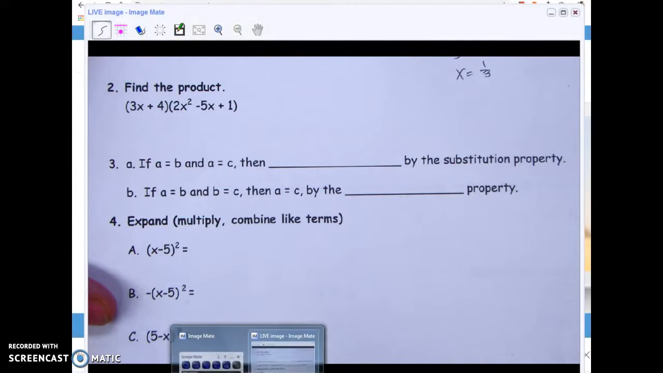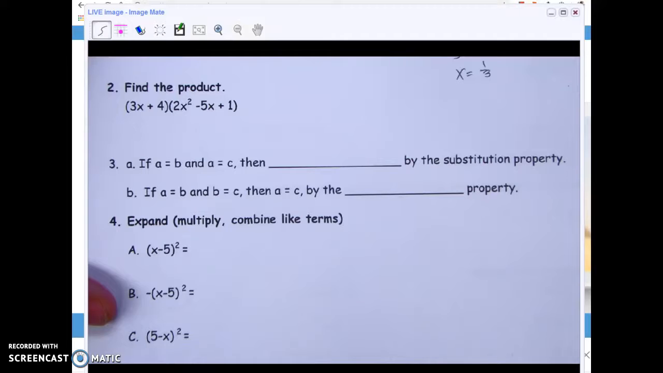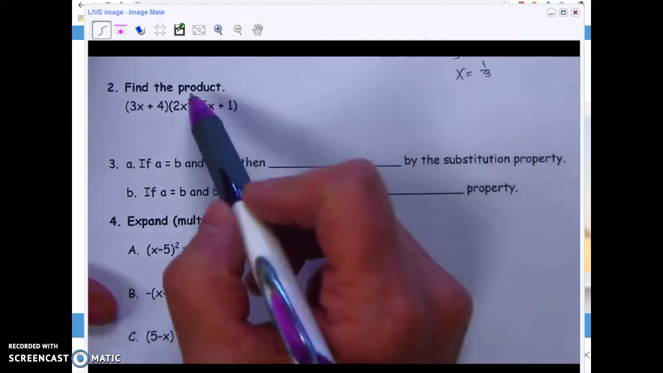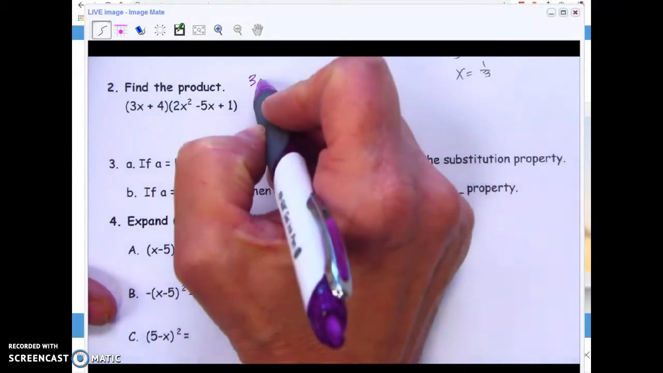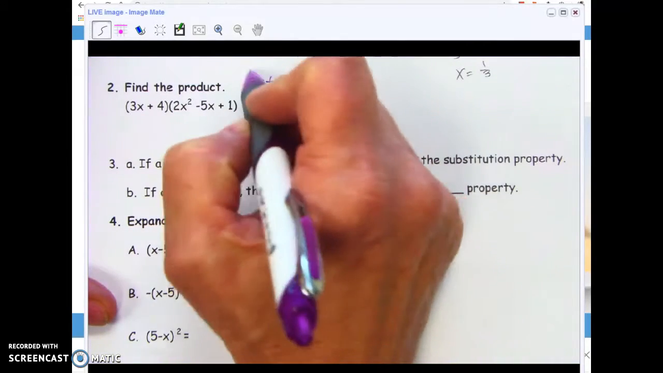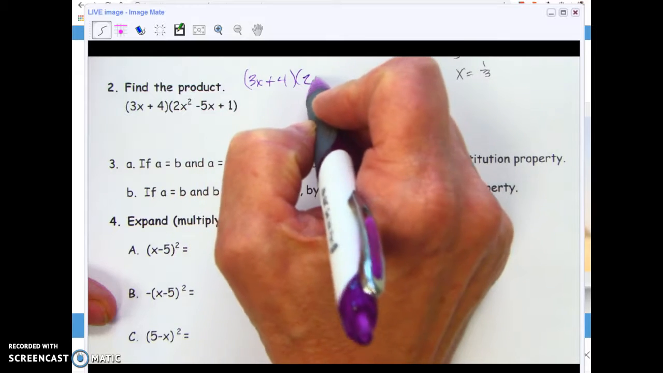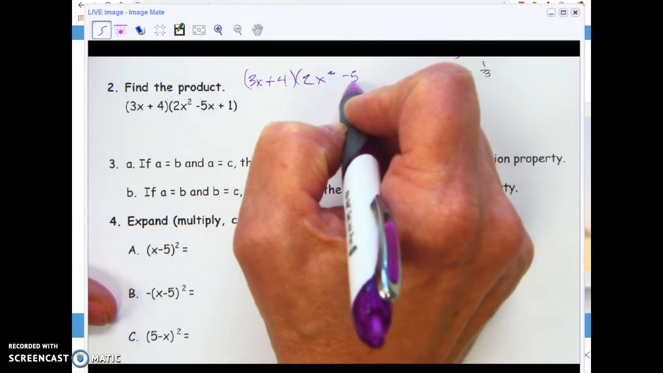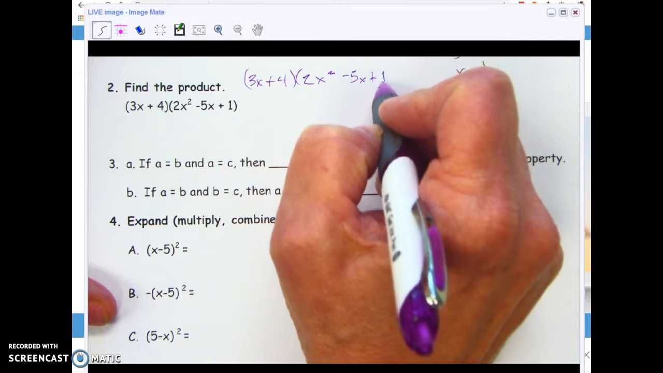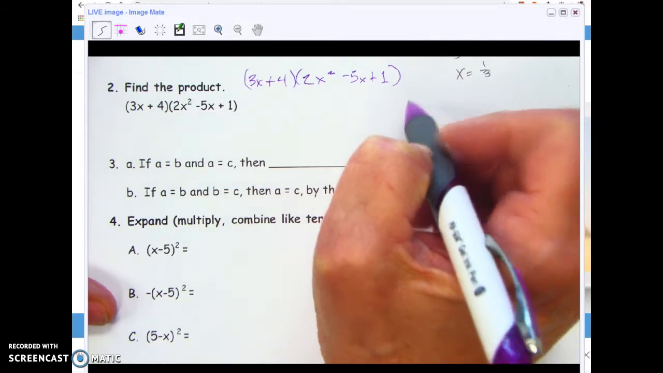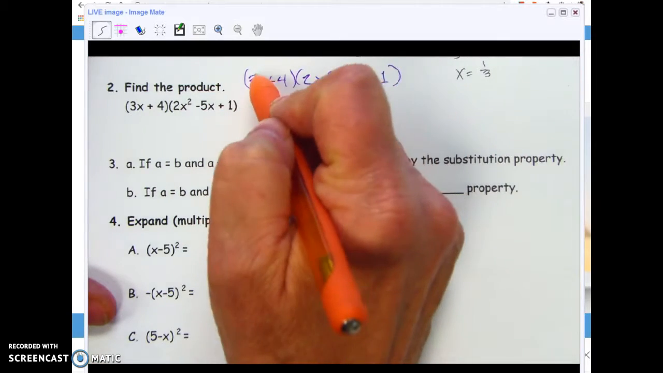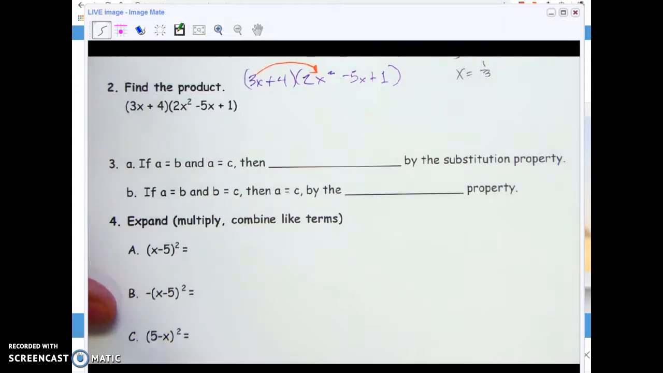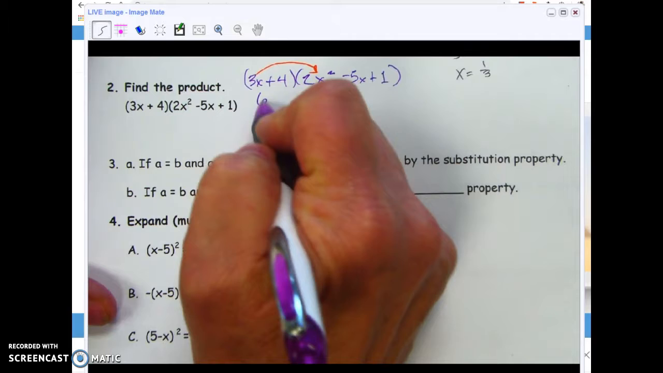Okay, so what we're going to be doing is question number 2, find the product, which means multiply these out. So I'm just going to recopy it up here, 3x plus 4 times 2x squared minus 5x plus 1. Okay, so my first move, 3x times 2x squared. And that's going to give me 6x.